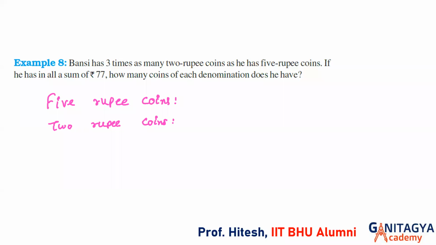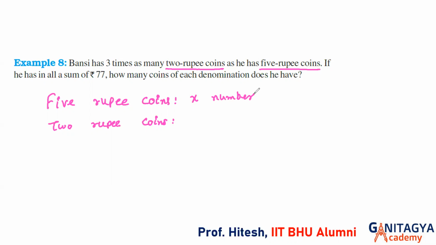So the question is, Bansi has 3 times. Let us say first he has 2 rupee coins and he has 5 rupee coins. Which coin does he have more? He has 3 times as many 2 rupee coins. So let us say he has 5 rupee coins, number x.